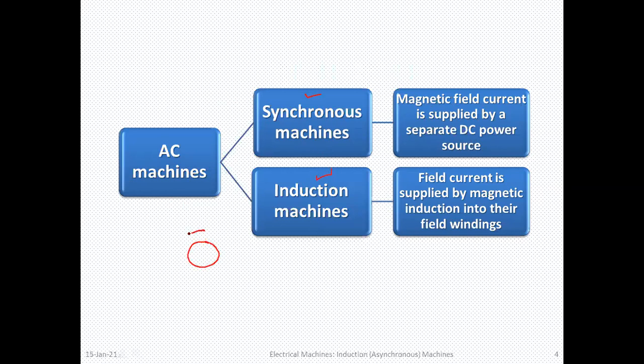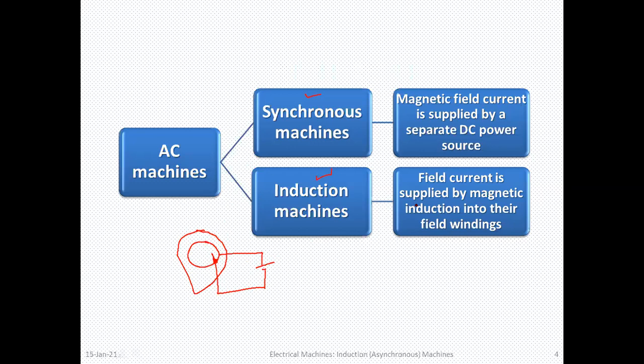Suppose this is rotor, and this is our stator part. So this rotor part is given a separate DC supply, being given to this rotor circuit, and this rotor is being rotated at a speed. That speed is called synchronous speed. Separate DC supply is given.